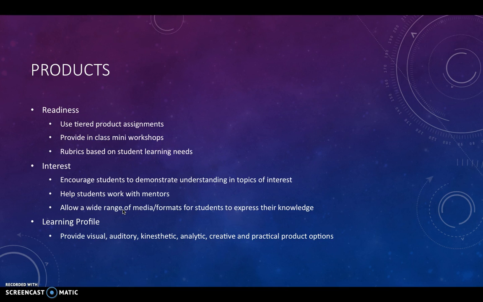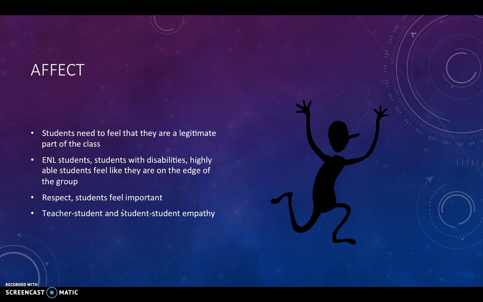You can have students work with mentors and allow a wide range of media formats for students to express their knowledge, because that can increase interest as well. And then if you want to differentiate based on student learning profiles, you can provide visual, auditory, kinesthetic, analytic, creative, and practical product options. So in your assignment, you're going to have to choose whether it's readiness, interest, or learning profile. That is the reason why you would differentiate. Most people choose readiness, but some will choose interest probably too. And then you might want to choose, again, whether it's content, process, or product that you want to differentiate for that reason.